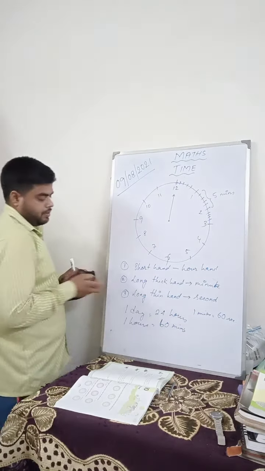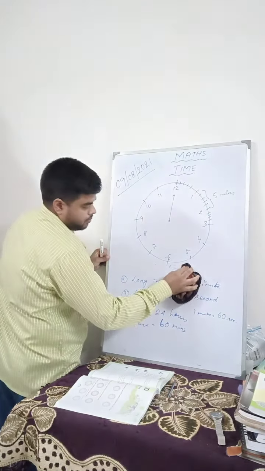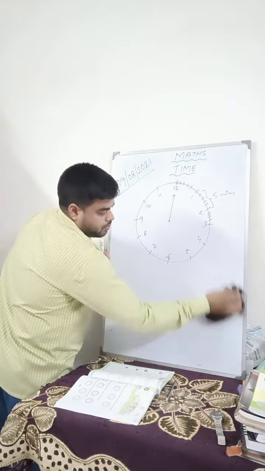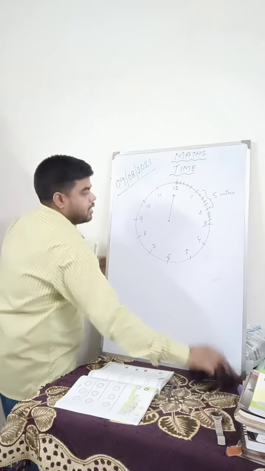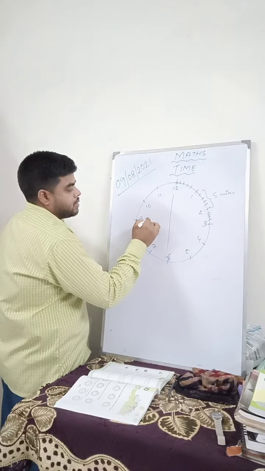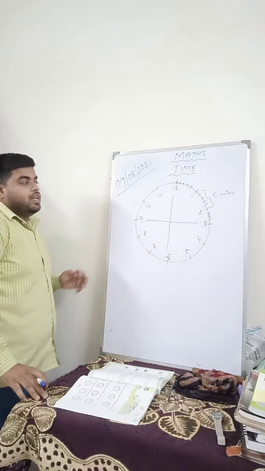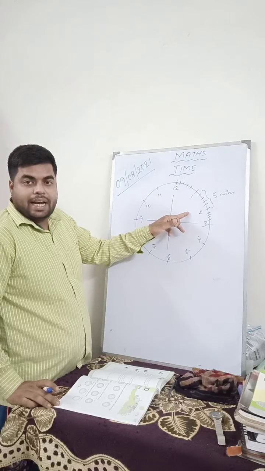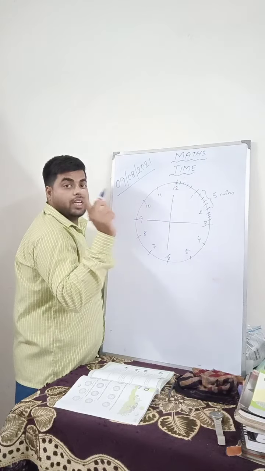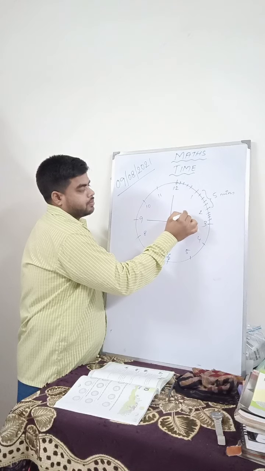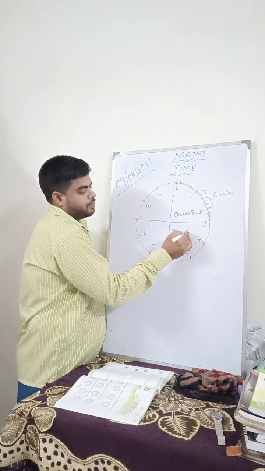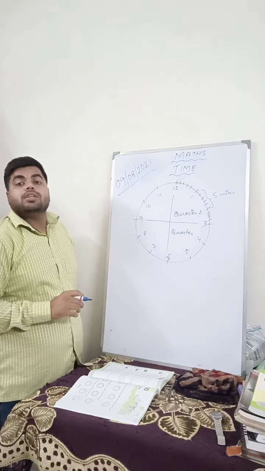I am erasing this, children. The next thing is the clock face. If you divide it, it is divided into 4 equal parts. So each gap is of 3 numbers. You see 1, 2, 3. So every gap is known as a quarter. One gap is known as a quarter.